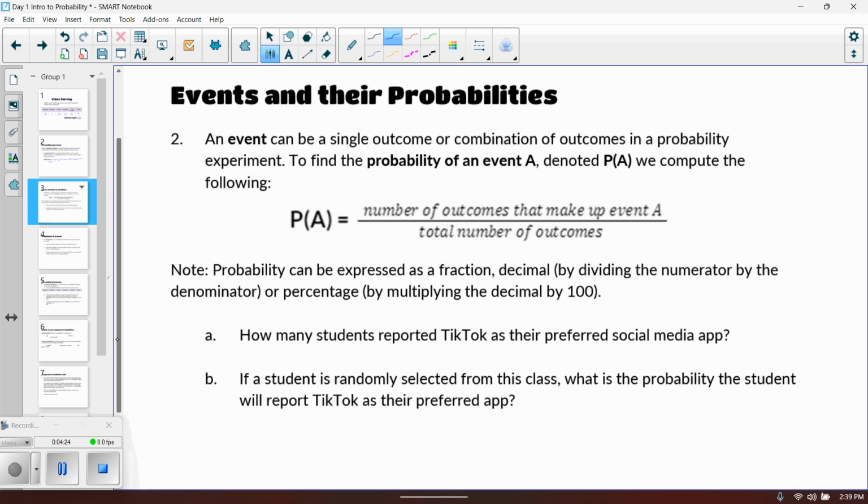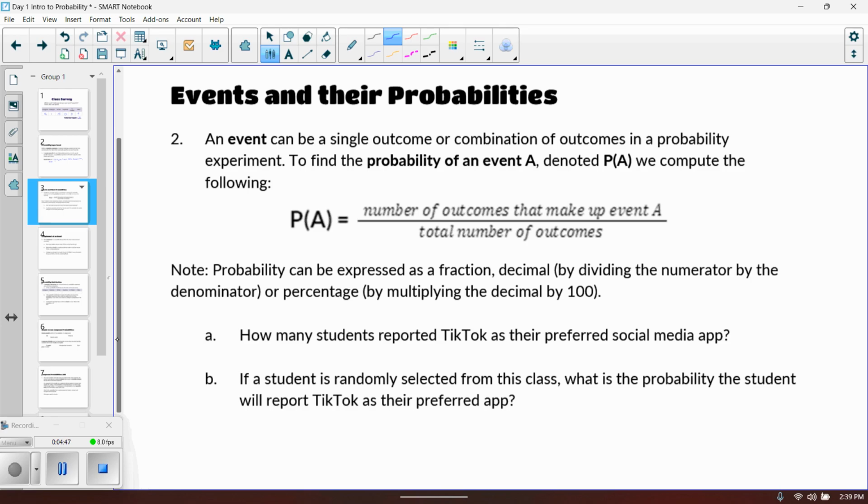Probabilities can be expressed in several ways. You can do it as a fraction, which is what we'll start with. You can do it as a decimal, assuming that the decimal works out nicely. Or you can do it as a percentage, and that's just multiplying the decimal by 100. We've dealt with that several times already when we were dealing with exponential growth and decay models.